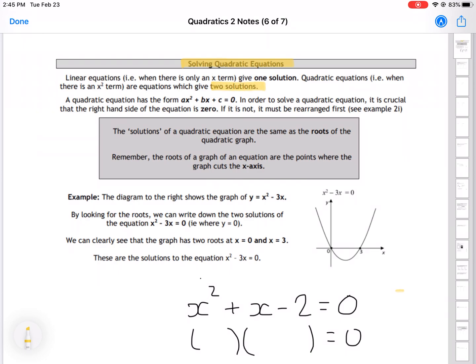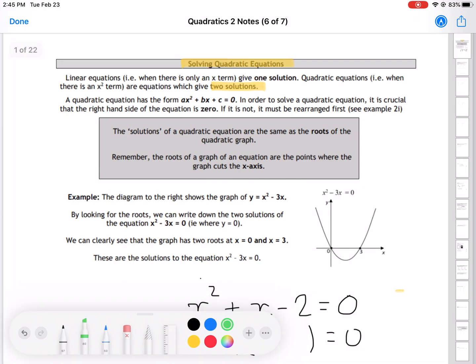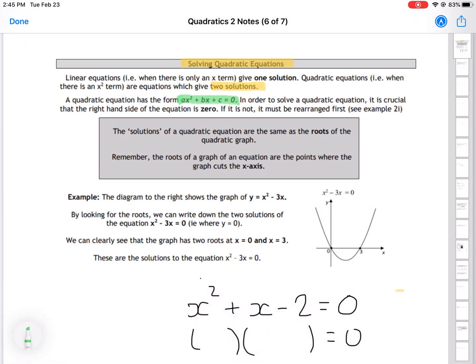Sometimes these solutions are the same number, and we'll look at that case in a second and what it means for the graph. But we'll generally end up with two solutions. The crucially important thing is that our function, our graph of x squared and so on, has to be equal to 0. If it is not equal to 0, then we must first rearrange so that we have all of our terms on one side and 0 on the other side of the equal sign.